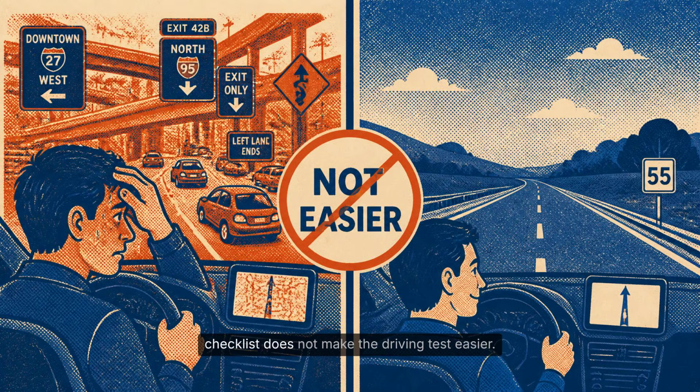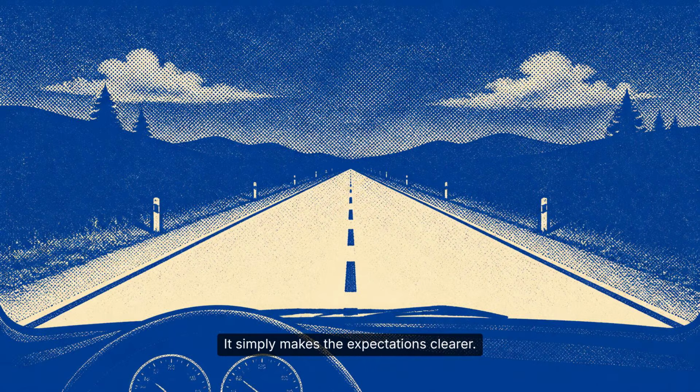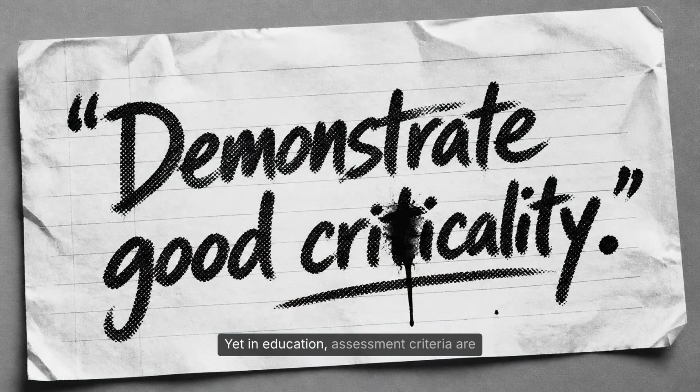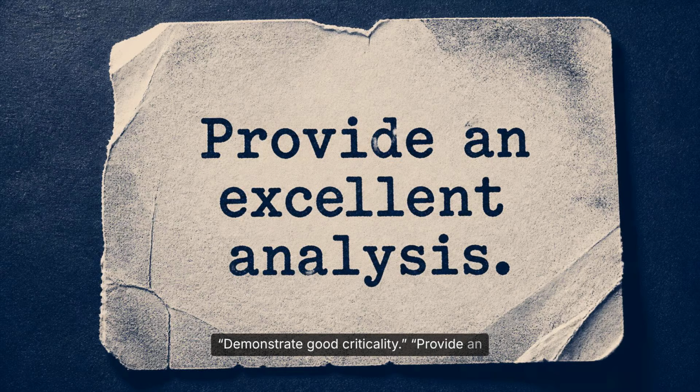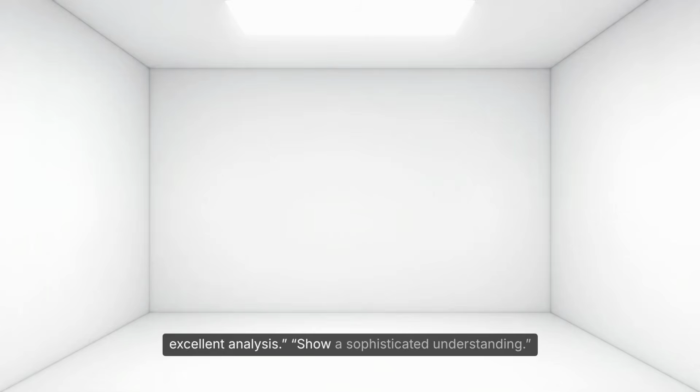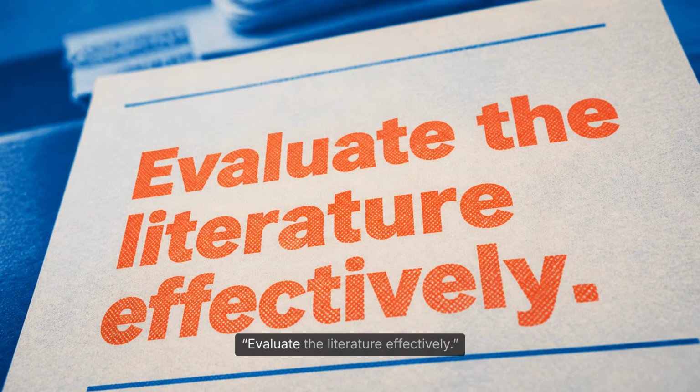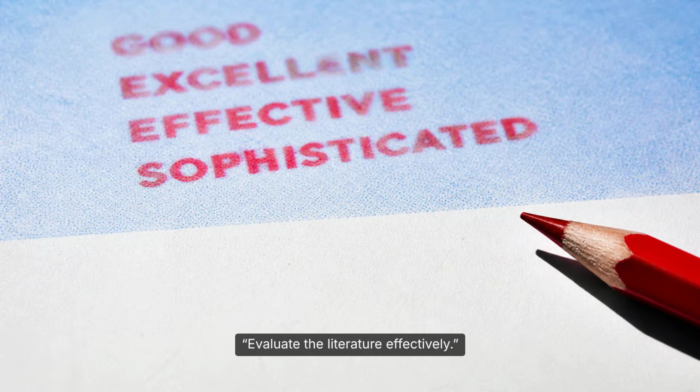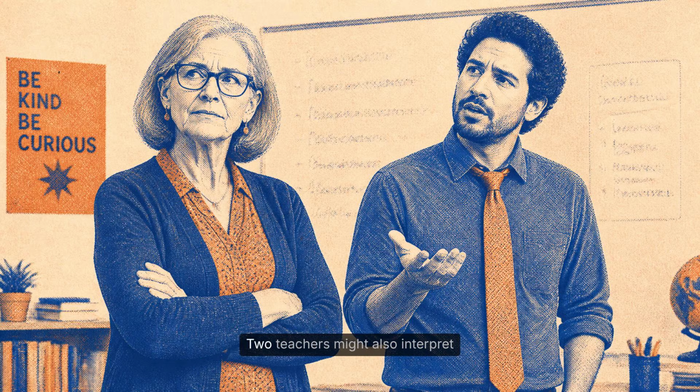The second checklist does not make the driving test easier. It simply makes the expectations clearer. Yet in education, assessment criteria are often written using broad statements such as, demonstrate good criticality, provide an excellent analysis, show a sophisticated understanding, evaluate the literature effectively. The problem is that words such as good, excellent, effective, and sophisticated do not tell learners what they actually need to do. Two teachers might also interpret these words differently.